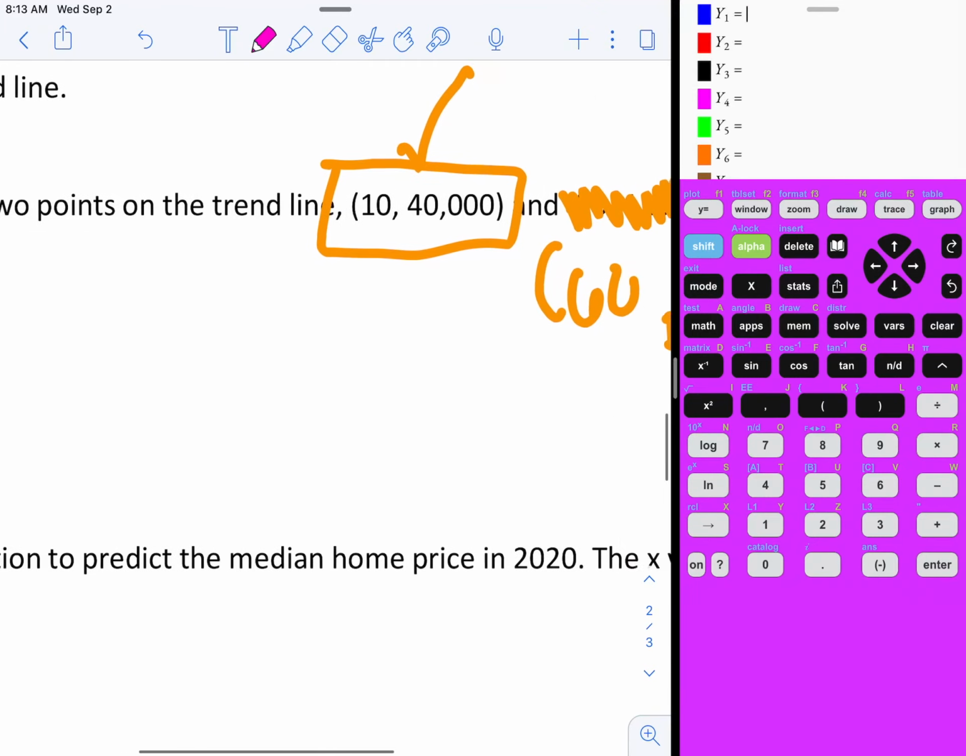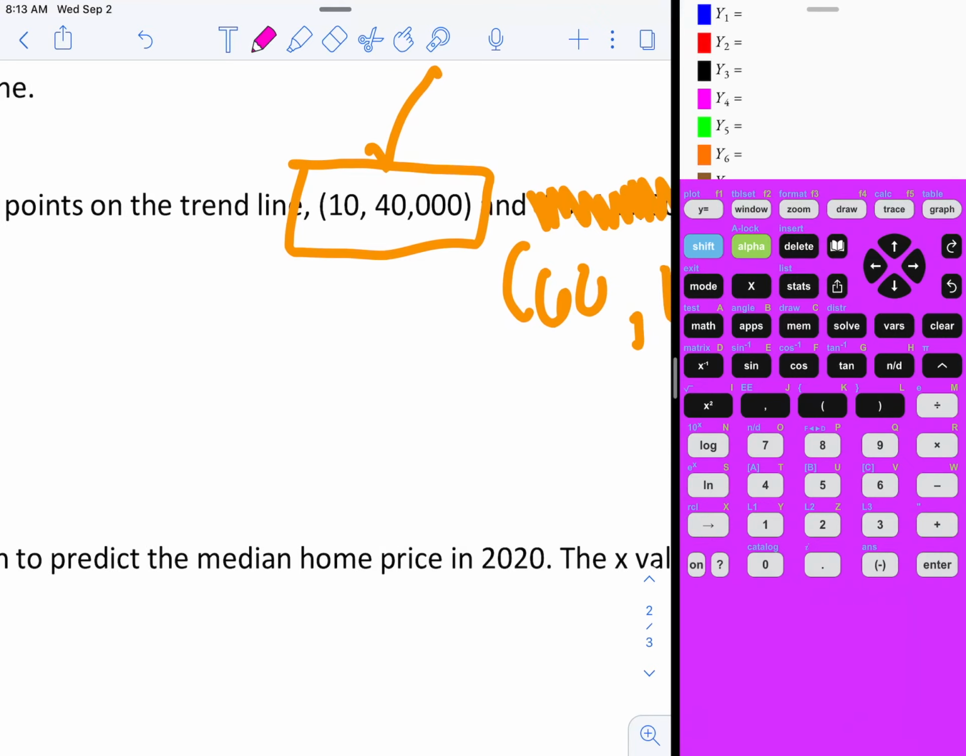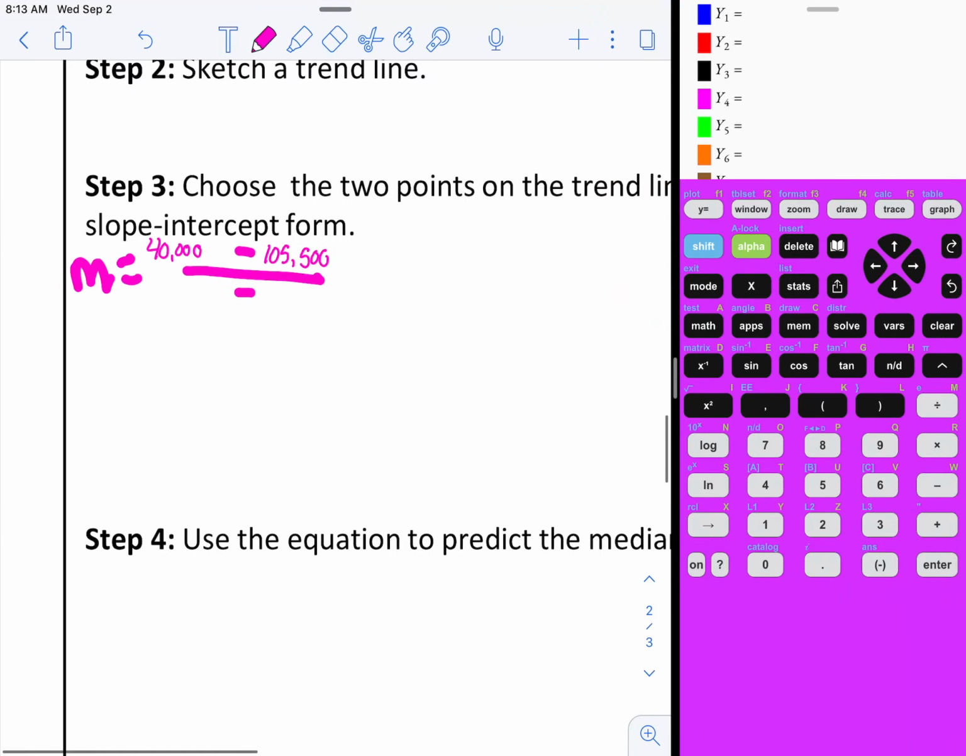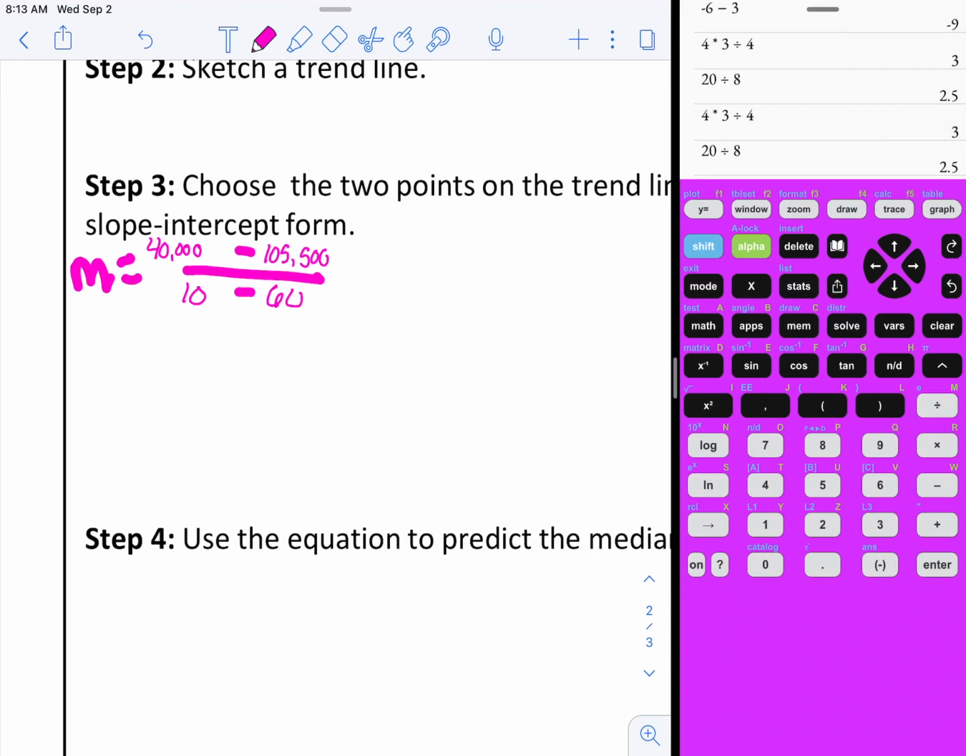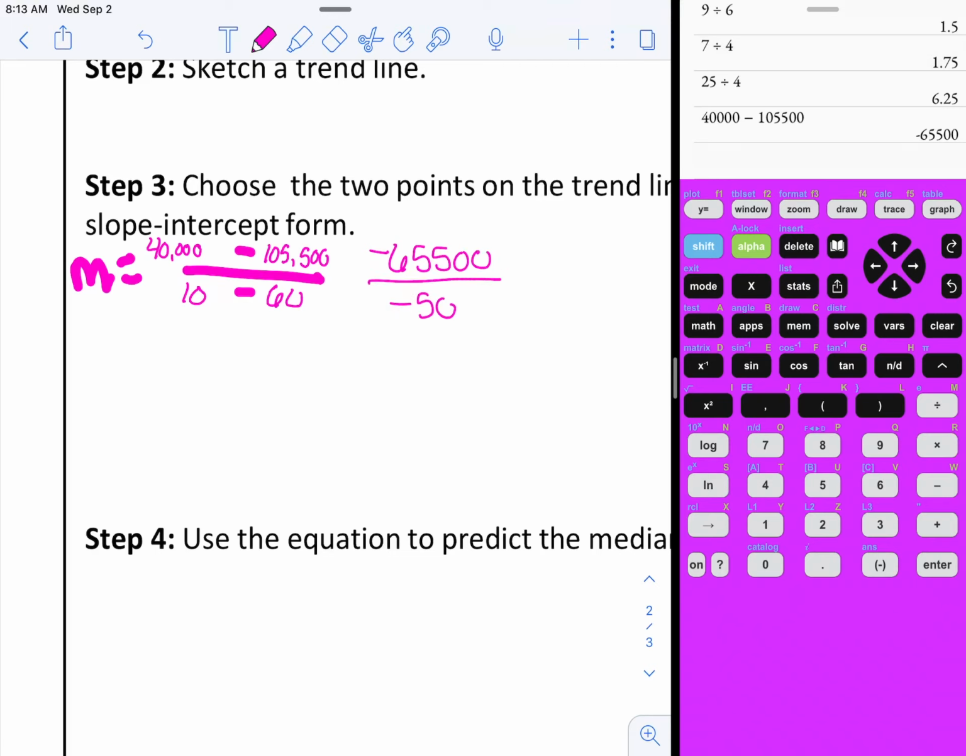Okay. That's great. And then the x is on the bottom, so 10 minus 60. Sorry about that interruption. All right, so I'm going to grab my calculator. So 40,000 minus 105,500. So negative 65,500. You had to do this on your quiz that you just took. And I know that's going to make negative 50 when you subtract. Divide by negative 50. My slope is 1310.